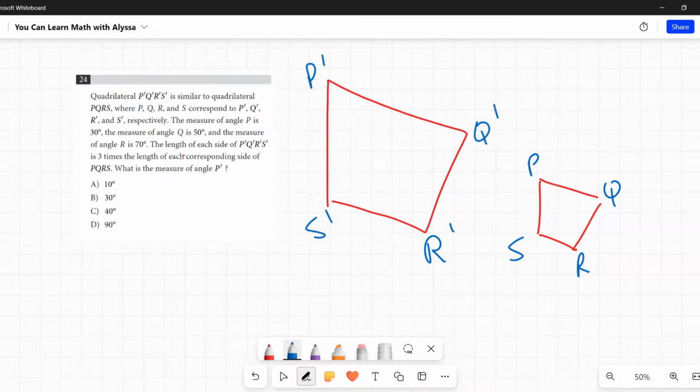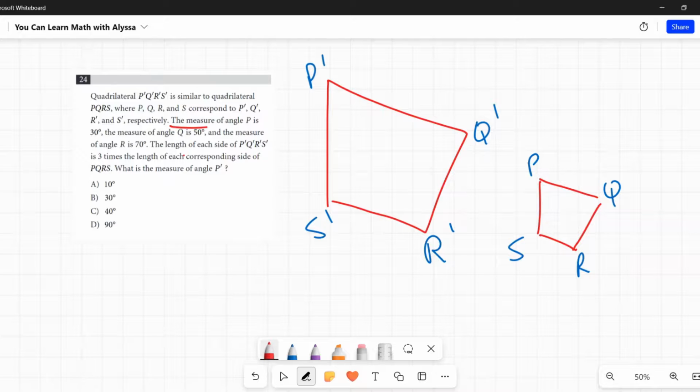So you could scale up or scale down, make it bigger or smaller, and they would line up perfectly on top of each other. The other thing to know about them is that their corresponding angles are always congruent. So let's go and see what information they're giving us with that in mind.